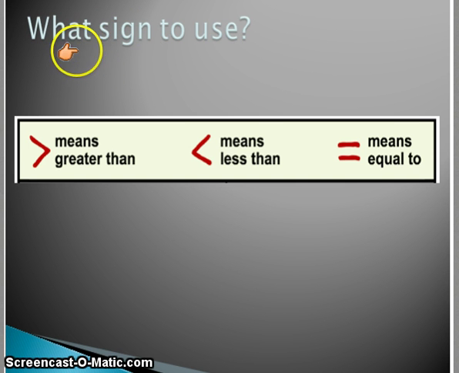Okay, so what sign to use? When the first number is greater than, we're going to use this sign. Remember, that big side is going to be the alligator that eats the biggest number. This sign means less than, and then this means equal to. So remember, those are just 2 lines, one above the other.